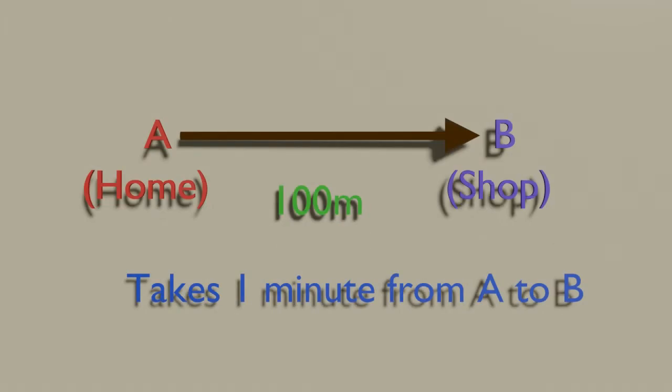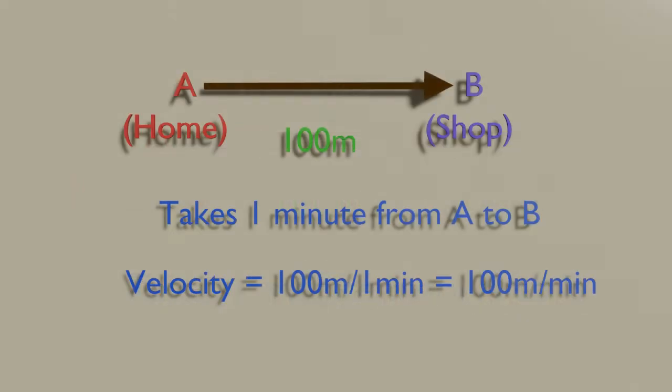We will assume in this example that it takes us about 1 minute to get from home to the shop and 1 minute to come back. And therefore, our velocity is 100 meters divided by 1 minute, or 100 meters per minute.